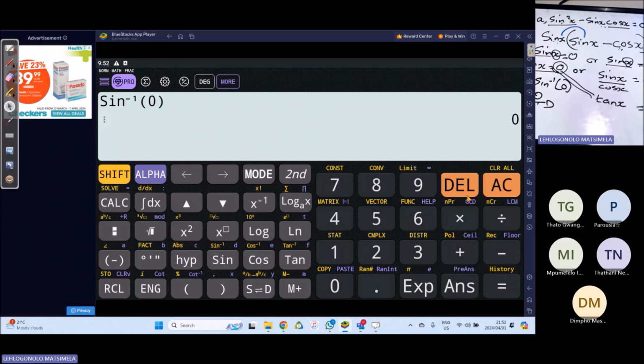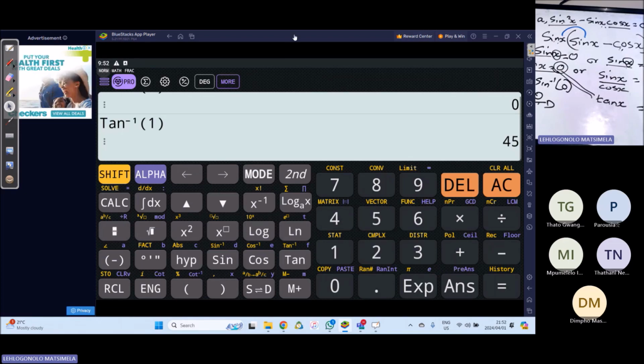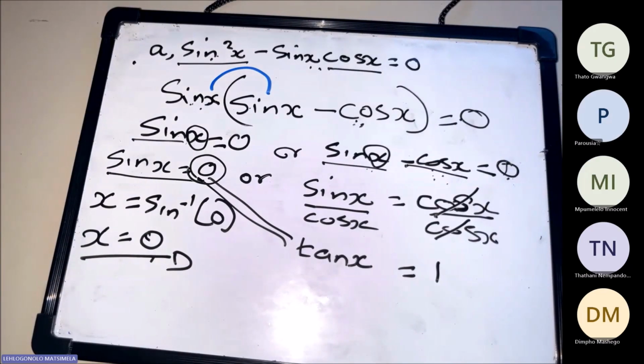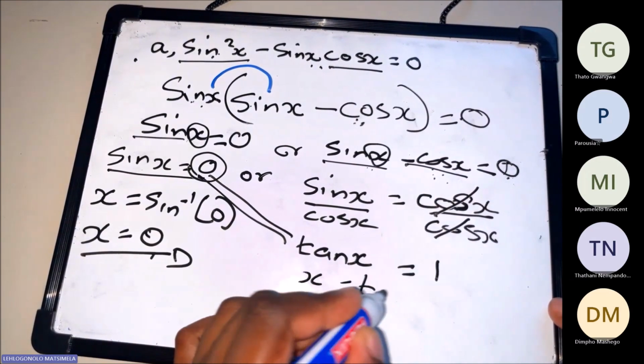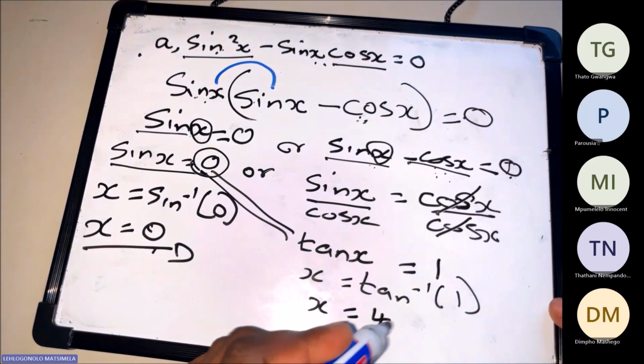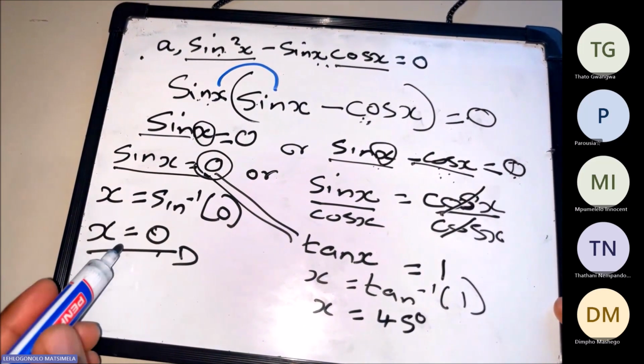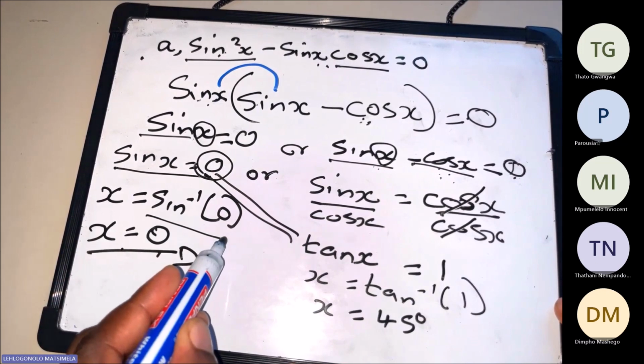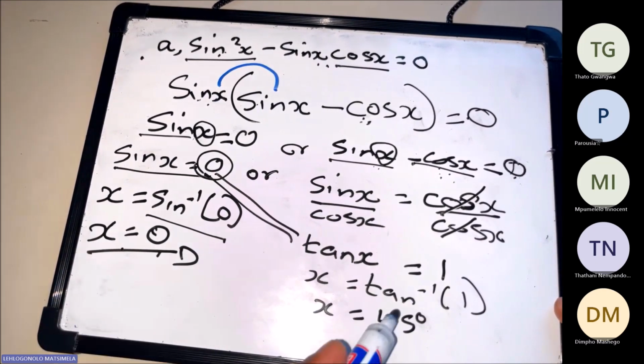And then on the second part, where it equals 1, I'll press shift, then tan, and then I'll put 1, then close the bracket. And on my calculator, it gives me 45. Now, giving me 45, I come back and say the remaining x equals 45. So the first part, x gives me 0 when I substitute the sine 0 on it. The second one, I put 1 and substitute 1, and it gives 45.